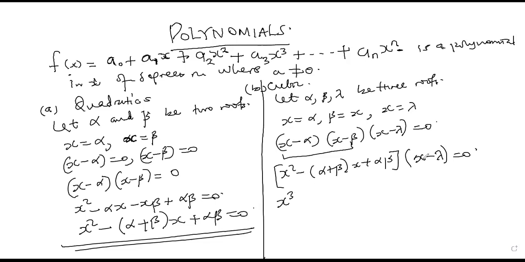Here it will be x times this, which will be x cubed, minus x squared into alpha plus beta, so it will be minus (alpha plus beta) x squared, because it has multiplied here. Then this one, when you multiply it here, it is going to be what? Sorry, I've gotten x cubed.